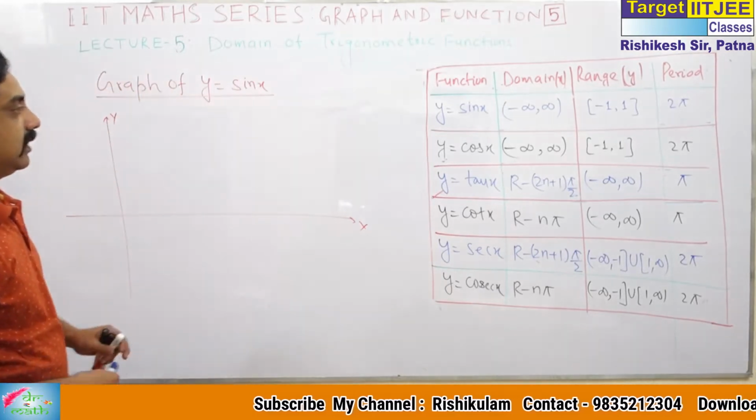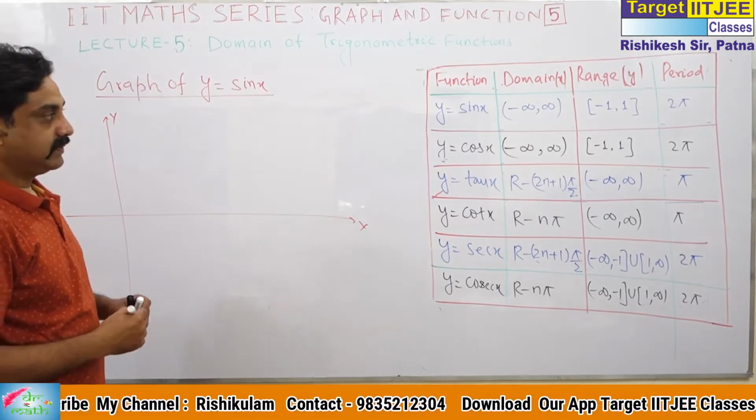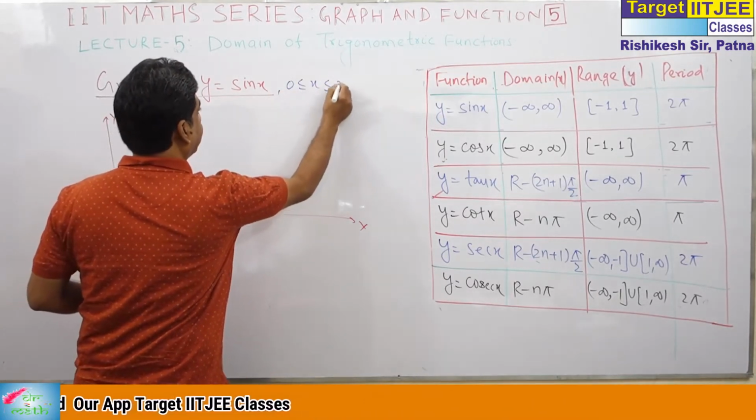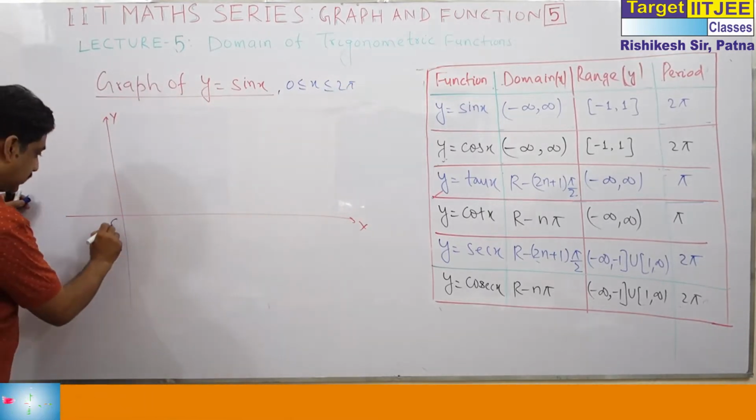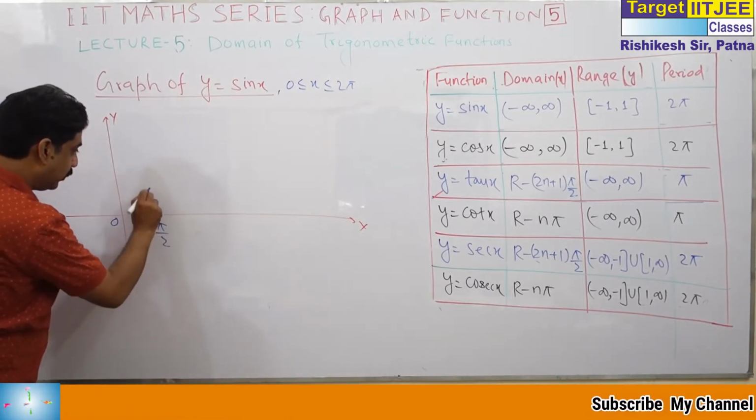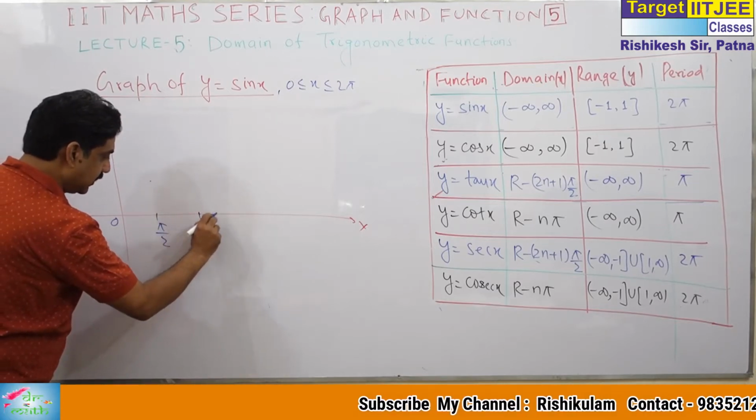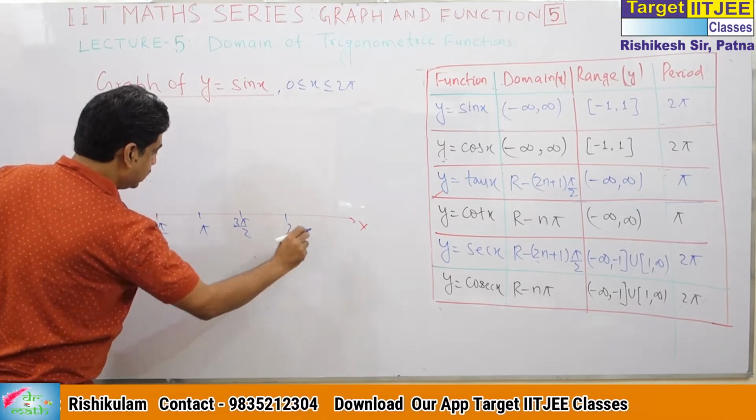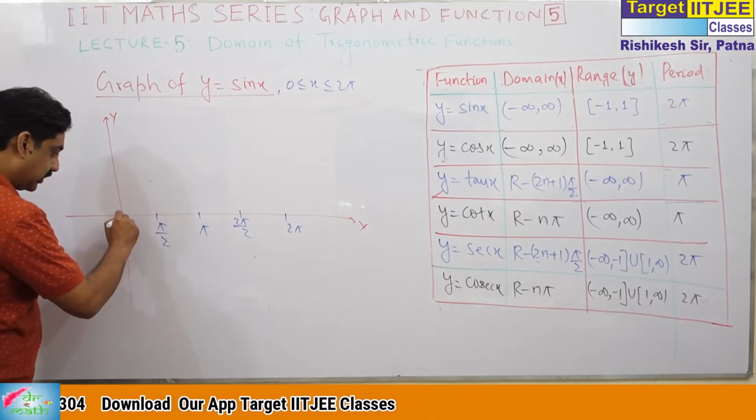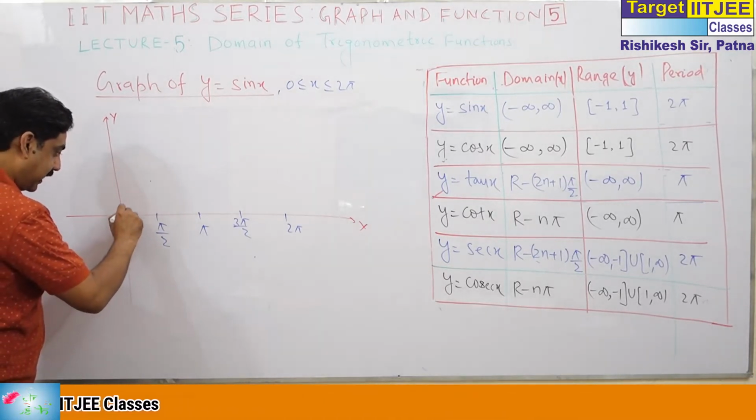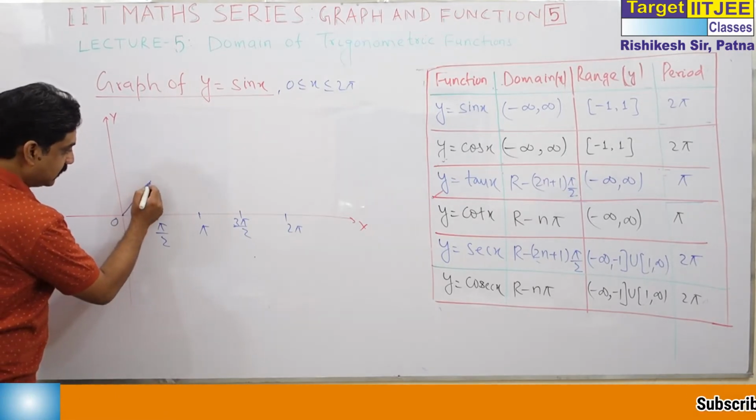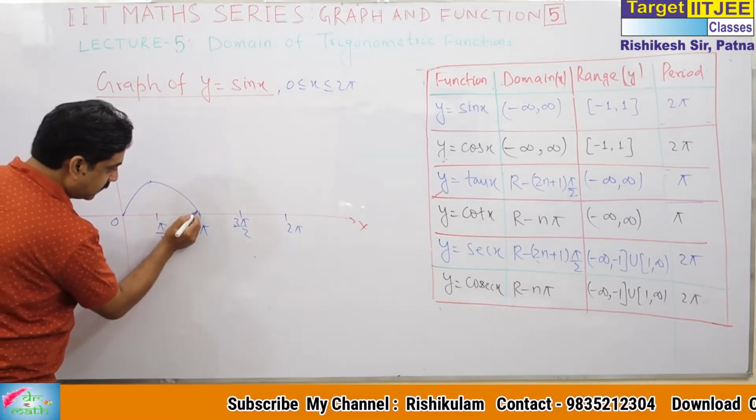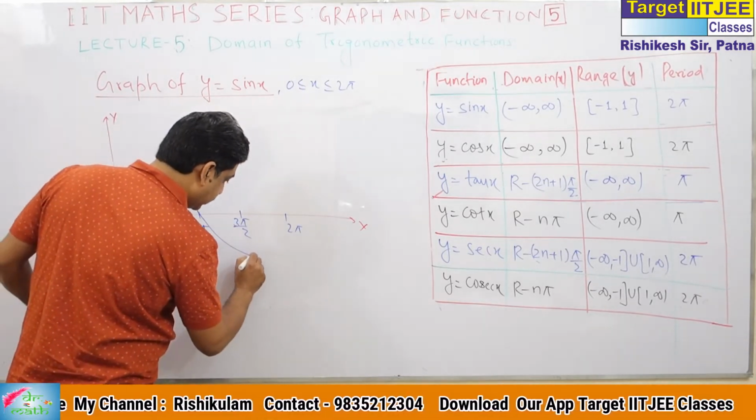Now come to this. How to draw the graph of sine function? Sin x. I will draw the graph in the interval 0 to 2 pi. We know sin 0 is 0, sin pi by 2 is 1, sin pi is 0, sin 3 pi by 2 is minus 1, and sin 2 pi is 0. So the graph of sine starts from 0, origin, and at pi by 2 reaches 1, it is increasing, then it decreases up to pi, 0, again decreases at 3 pi by 2 and increases to 2 pi. This is the graph.